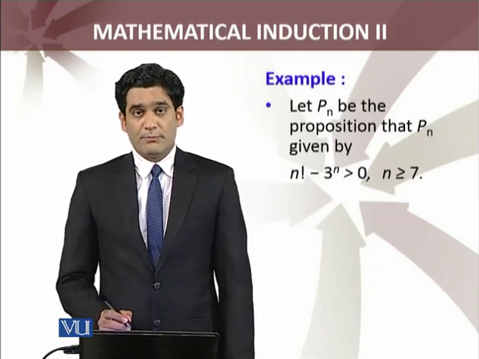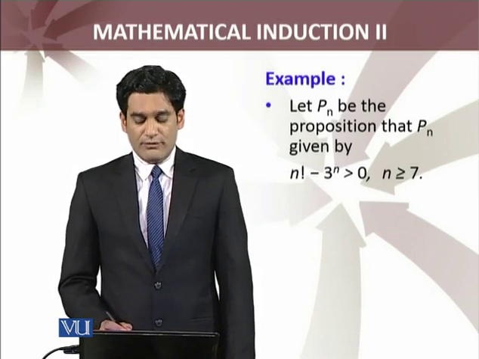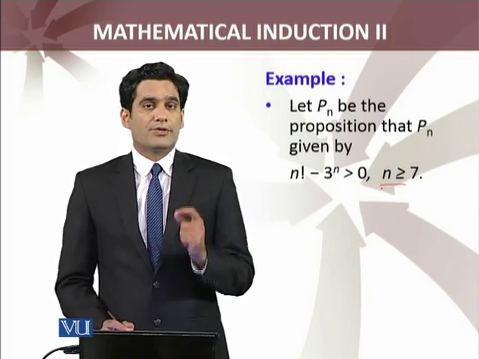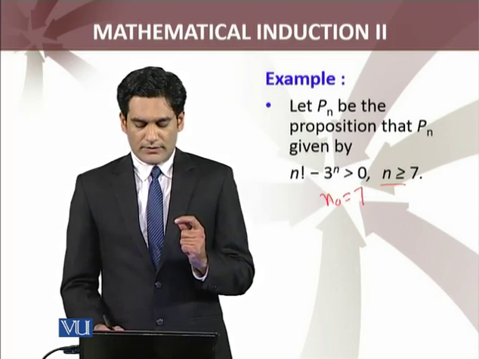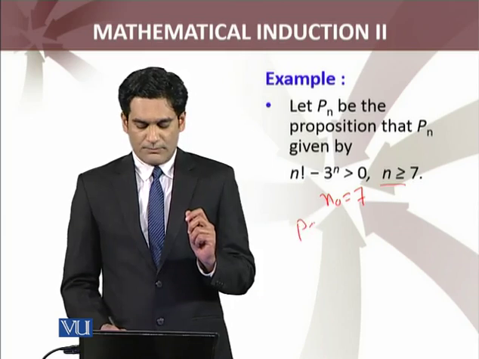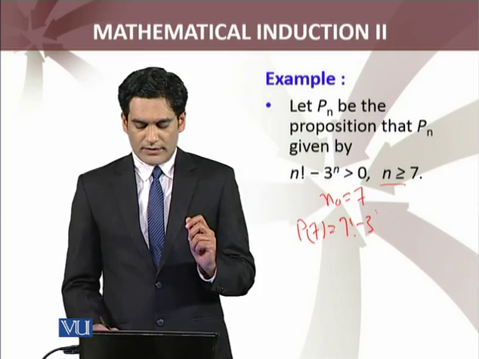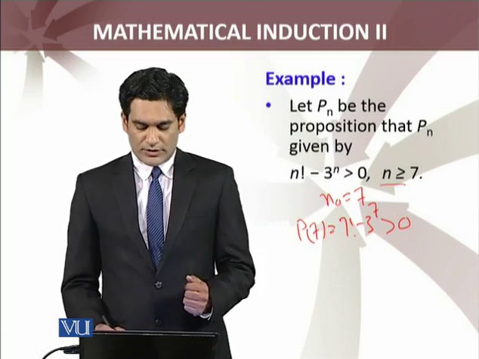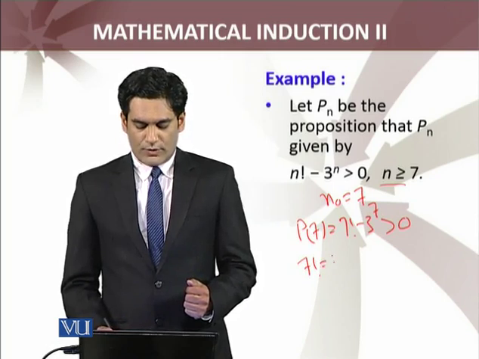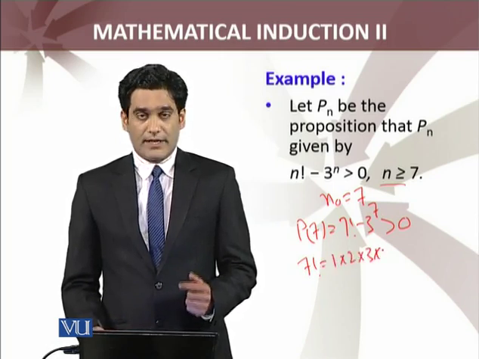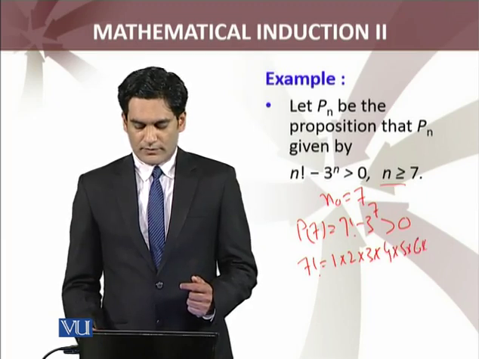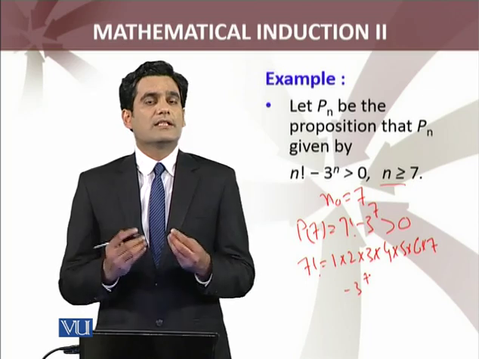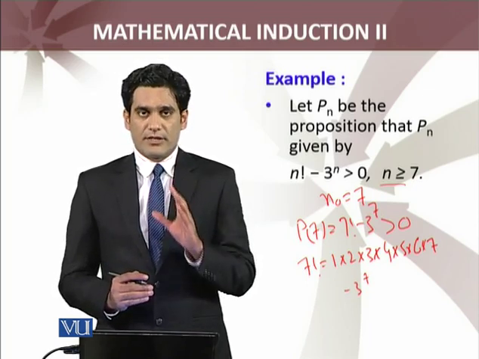The next example says, let Pn be the proposition given by n factorial minus 3 raised to power n greater than 0 whenever n is greater than or equal to 7. So our n naught equals 7. First of all, I will check whether P of 7, which states 7 factorial minus 3 raised to power 7, is greater than 0 or not. You know what the factorial function is: 7 factorial equals 1 multiplied by 2 multiplied by 3 multiplied by 4, 5, and so forth up to 7. Minus 3 raised to power 7, you can also calculate. You can easily check whether the statement is true or not. The statement is true.